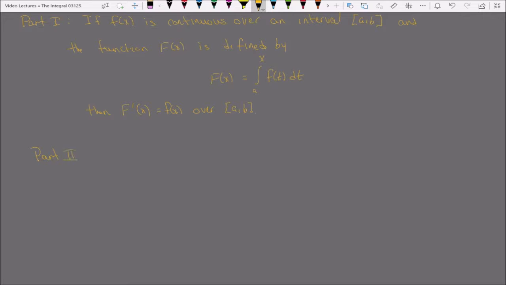Part 2. If f is continuous over the interval a to b, and big F of x is any antiderivative of little f of x, then the integral from a to b of little f of x dx is equal to big F of b minus big F of a.